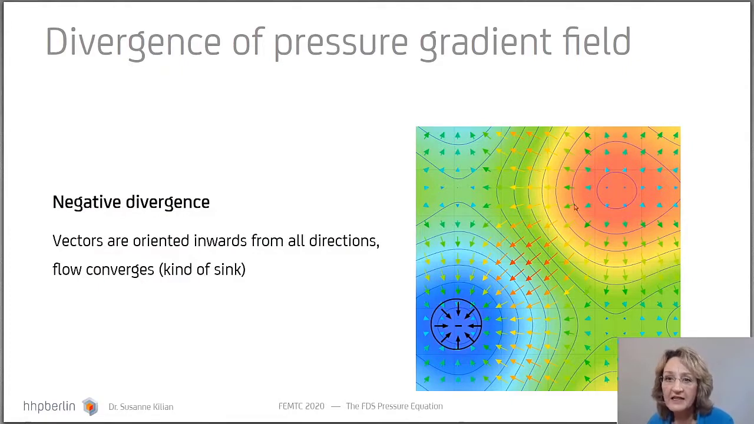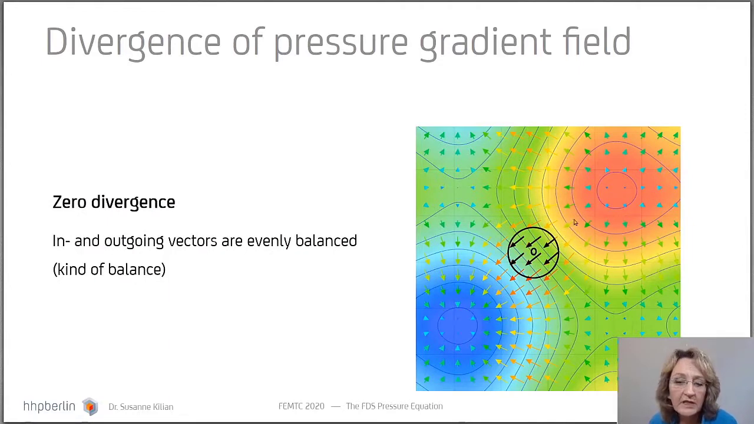On the other hand, in the blue part with the low pressure, all vectors seem to converge or contract inwards. This is a kind of sink. Here we have a negative divergence. And here in the middle part, there seems to be a balance between in and outgoing vectors. Here we have a divergence of roughly 0.